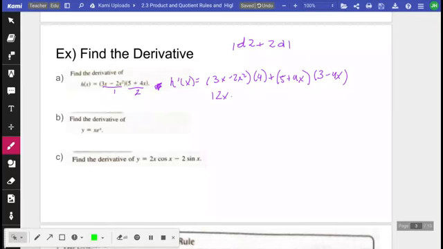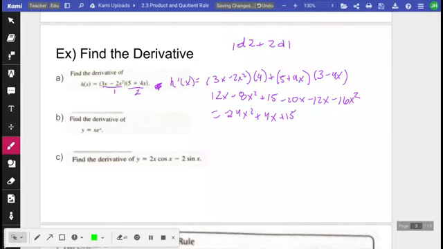We need to simplify. So we'll have 12x minus 8x squared, and then we'll have to FOIL this. So 15 minus 20x minus 12x minus 16x squared, and then combine your like terms and we'll get negative 24x squared plus 4x plus 15.